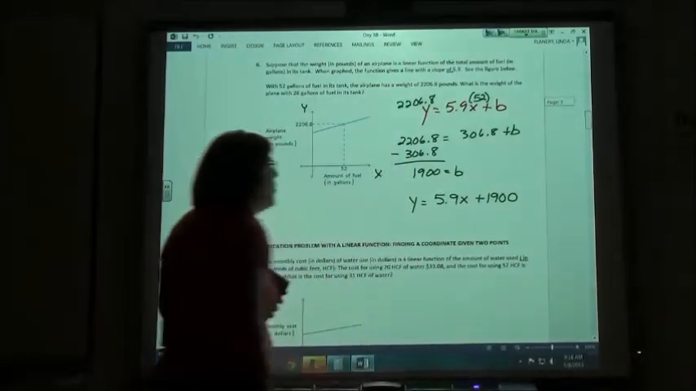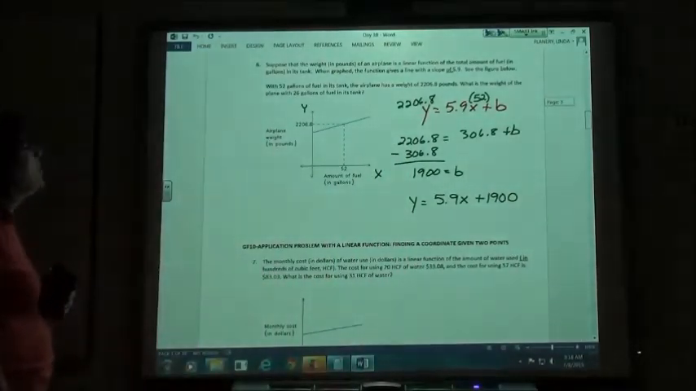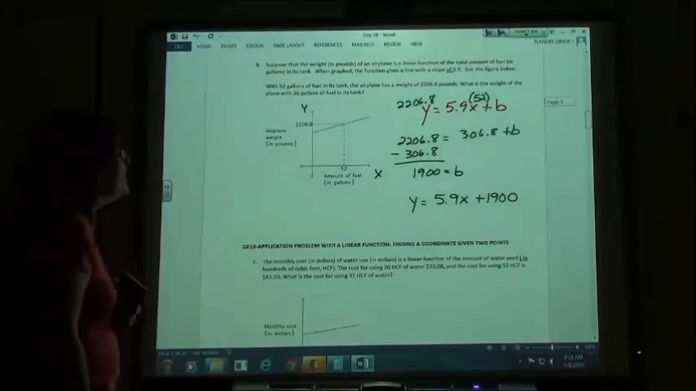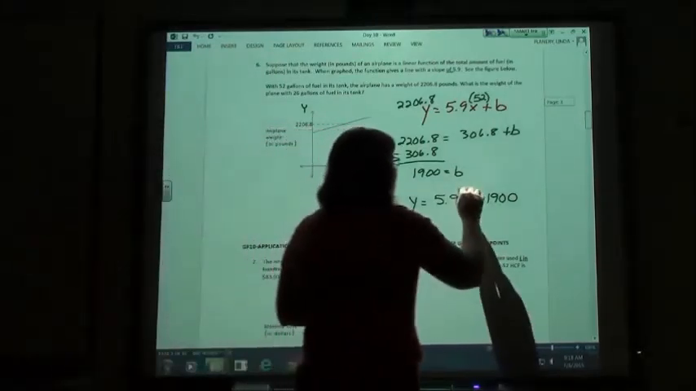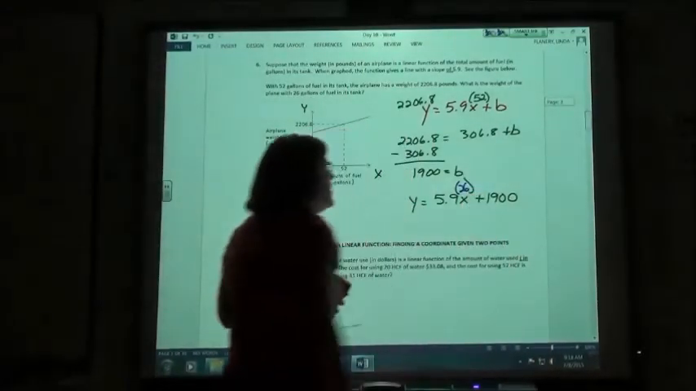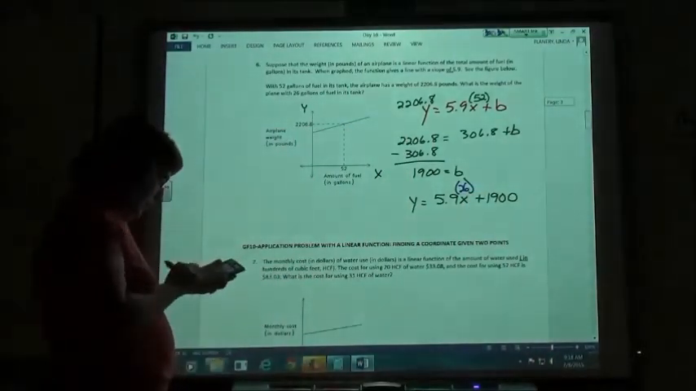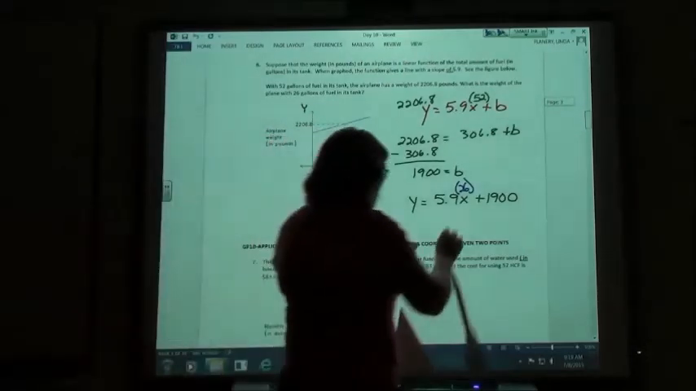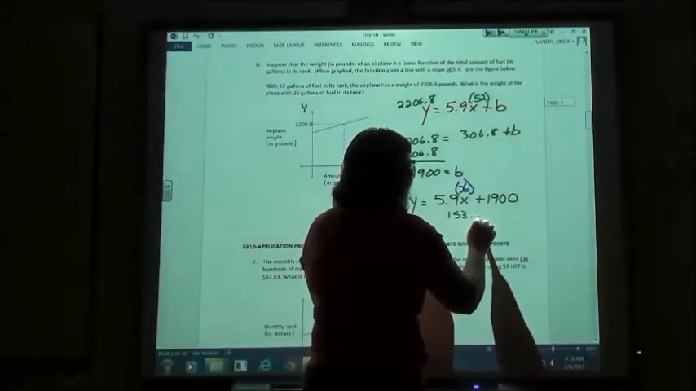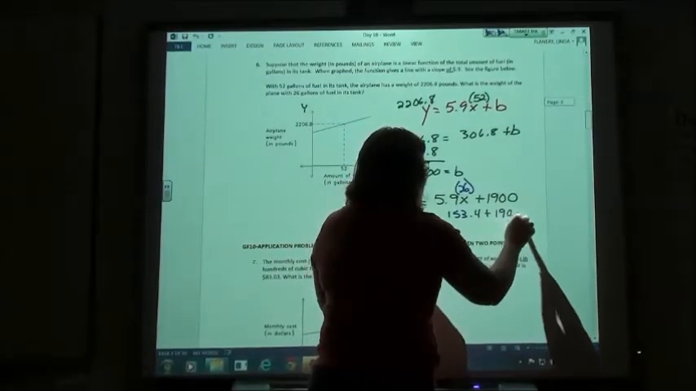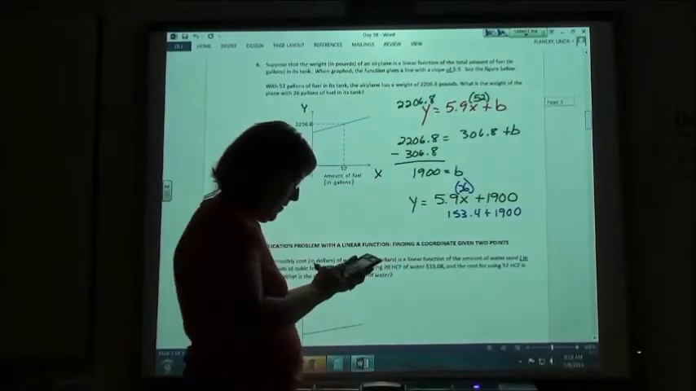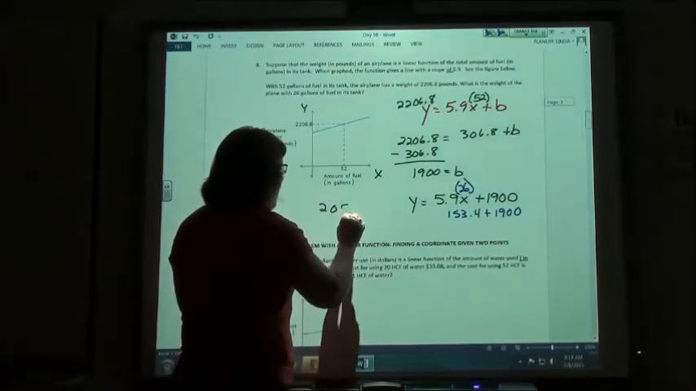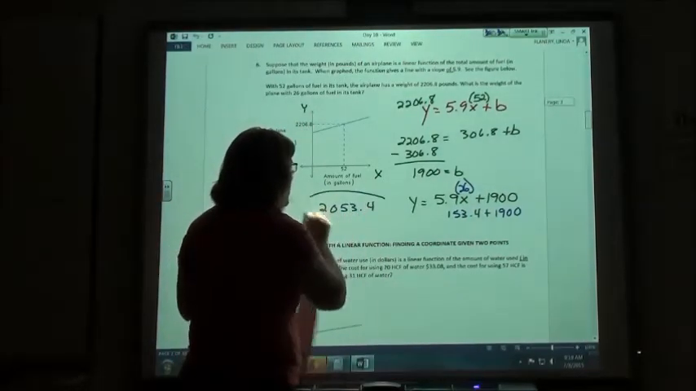Now that I have the equation of my line, I can answer what the question is. It wants to know what the weight is if I only have 26 gallons of fuel. So if I have less fuel, how much is my plane going to weigh? So 5.9 times 26 is 153.4 plus my 1900 gives me 2,053.4 pounds.